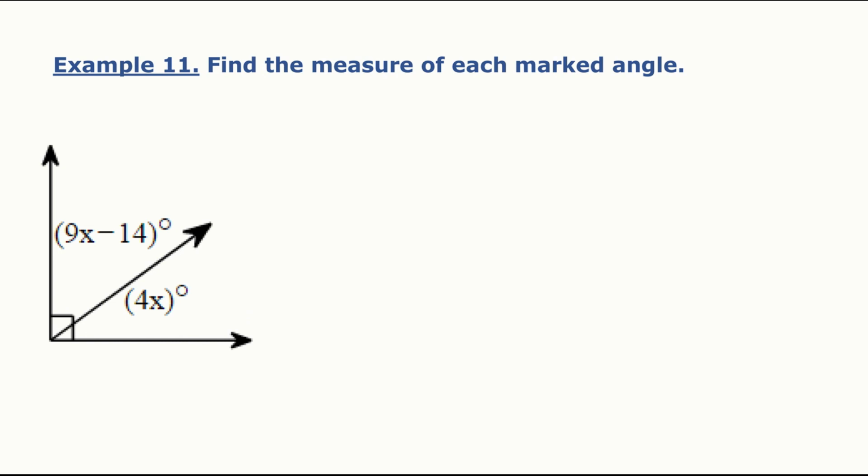Alright, so here we have another one which is geometric in nature, and here we're finding the measure of these two marked angles here. Remember, not x, but the angles. And we do note that these two angles are adjacent because they share a side, and they're complementary because they add up to 90 degrees. So basically the equation that's going to do this for us is 4x plus 9x minus 14 equals 90.